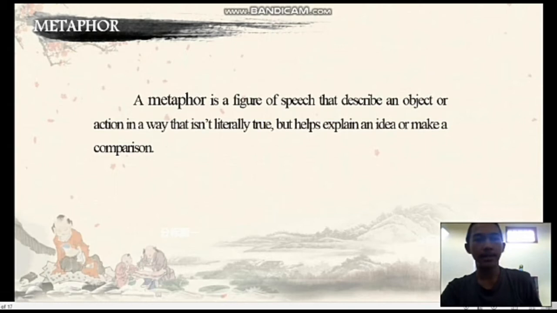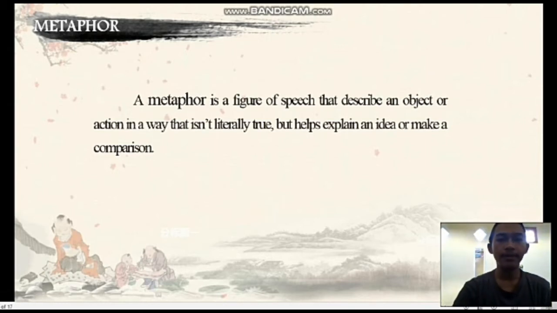For this time, I will present about metaphor. So let's get started. Metaphor. A metaphor is a feature of speech that describes an object or action in a way that isn't literally true, but helps explain an idea or make a comparison. Okay, next slide.